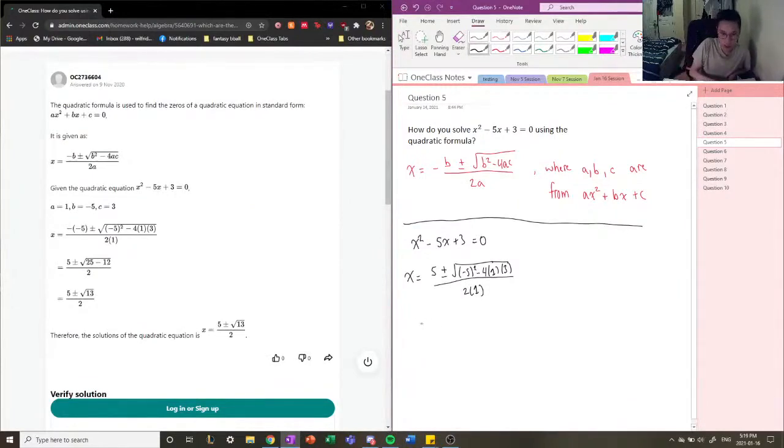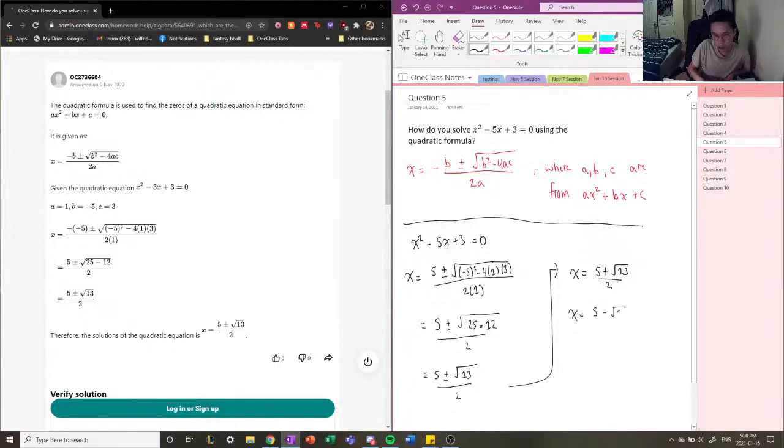All right, so if we simplify our square root in there, we have 25 minus 12 divided by 2, and then we have 5 plus or minus root of 13 divided by 2. Now we have two different options here. We have x equals 5 plus root 13 divided by 2, or we have the negative, which is x equals 5 minus root 13 divided by 2.